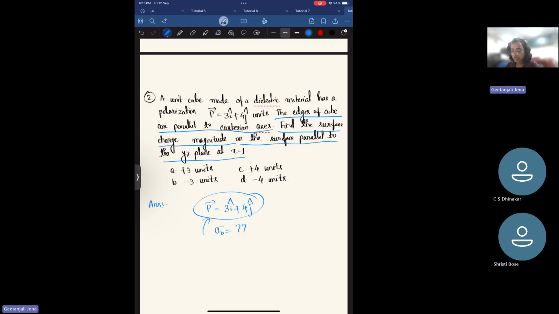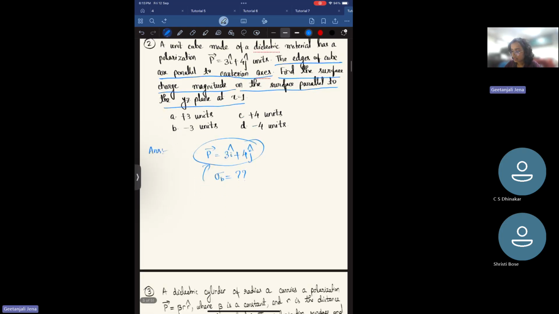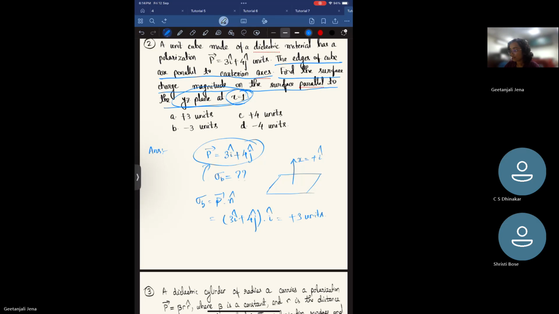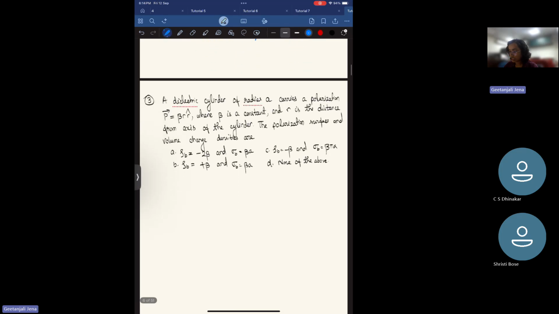Yes, it's option A. Good. So sigma B is P dot N, and N is for the YZ plane. If you have a YZ plane of a cube, the normal vector is in the x direction, right? It's given at x equal to 1, so it is positive i. If you take the dot product, it will give plus 3 units. Option A.